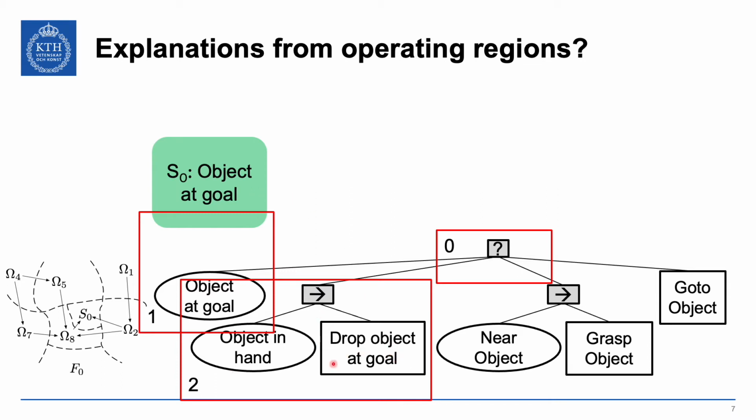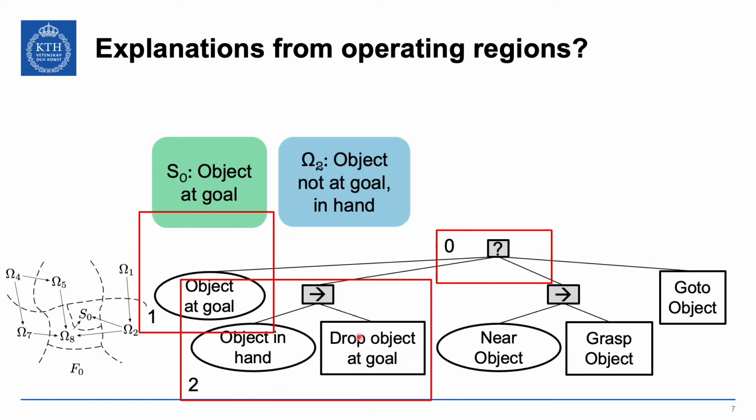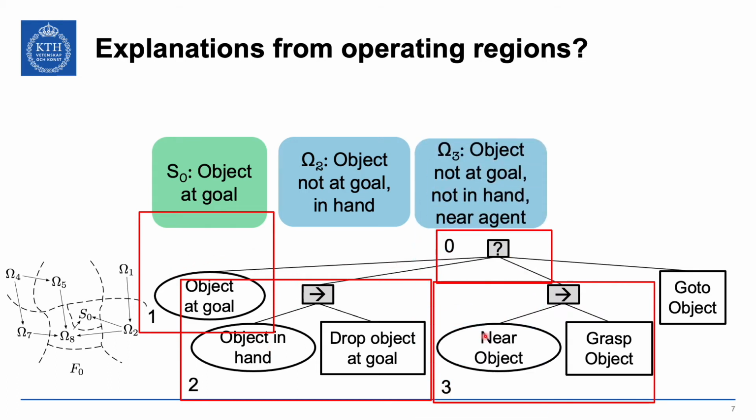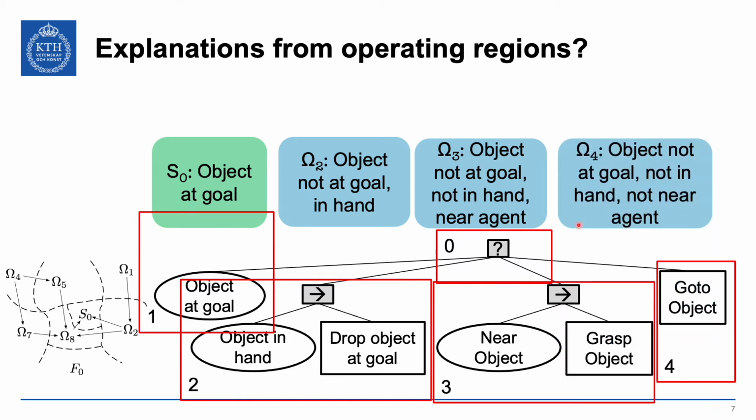The operating region of this guy is, first, this guy needs to fail for this guy to be ticked. And then if this guy is true, then this guy is going to execute. So the operating region is when the object is not at goal, but in the hand, then this guy is going to execute. Let's look at the next subtree, grasp object. For that to execute, this guy needs to return failure, this guy needs to return failure, and this guy needs to return success. So not at goal, not in hand, and near agent. Then this guy executes. And looking at the last subtree, go to object, that only executes when all these return failure. So not at goal, not in hand, and not near agent.